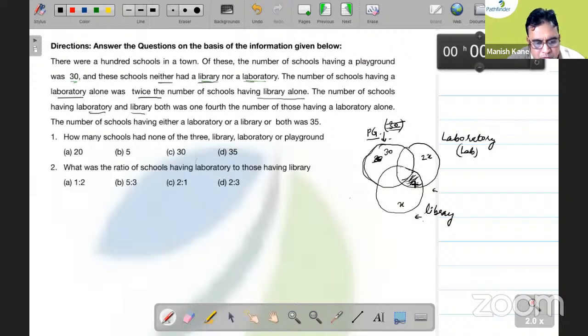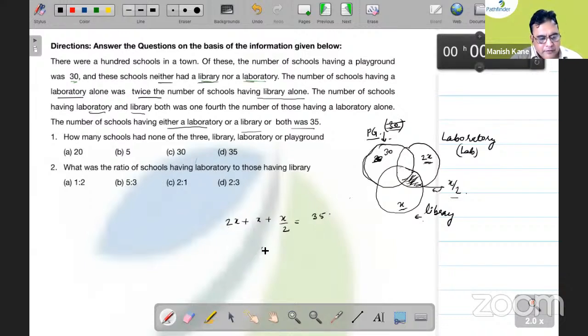So this part is how much? It is 1/4 the number of schools having lab alone. So 2x by 4, that will be x by 2. And now you're told the number of schools having either a laboratory or a library or both. So either a laboratory or a library or both. That means 2x plus x by 2 is equal to 35.